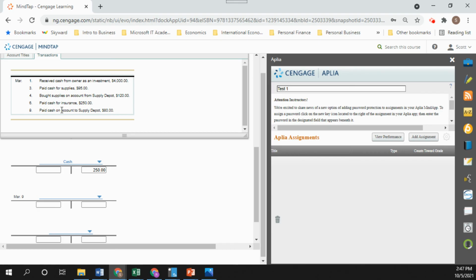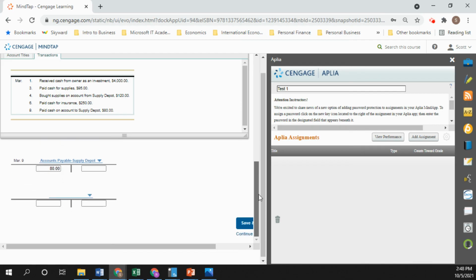On the 9th, paid cash on account to Supply Depot. What are we debiting? We're debiting accounts payable, Supply Depot. We decrease the liability because it's on the right side of the accounting equation with a debit of $80. We paid cash, so we're paying cash of $80. We're crediting cash, we're decreasing an asset with a credit, we're decreasing a liability with a debit. So both the liability and the asset decreased.